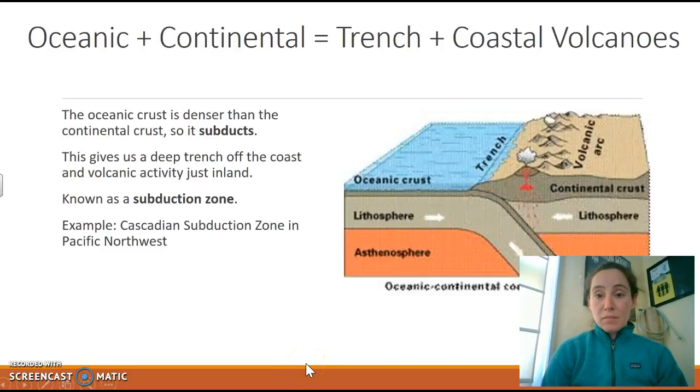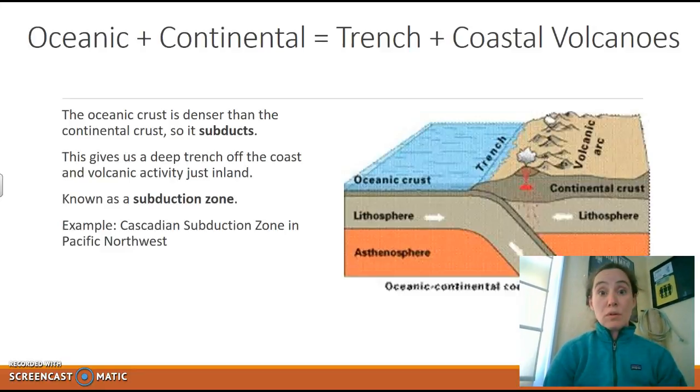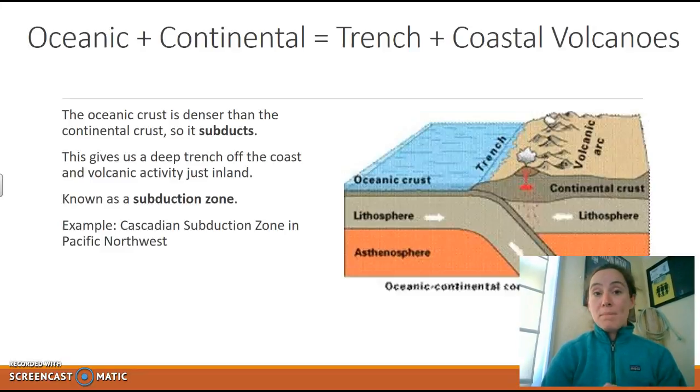Examples, the Cascadian subduction zone, which is in the Pacific Northwest. And there's some concern there in terms of what continued subduction will mean, because there has not been a lot of volcanic activity. Well, there's been volcanic activity, but not any major earthquake activity in a while.